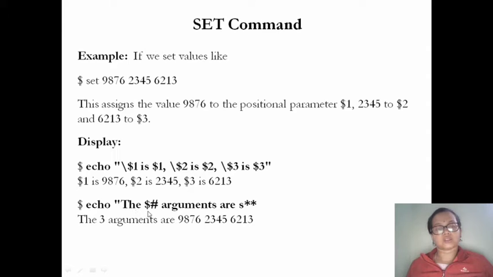Here the dollar hash, this hash will give you how many arguments you have passed, and also the dollar star will give you the recently used positional parameters. So the three arguments are there, so if you want the entire thing to be displayed, you can combine like this and take the output of it. Once you have set some values by using a set command, then automatically you can retrieve the values in whichever fashion you want.